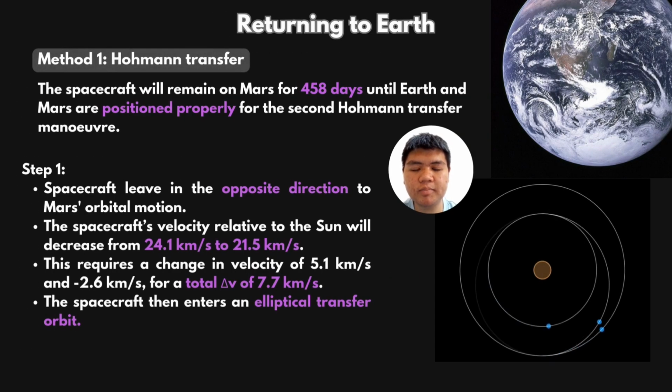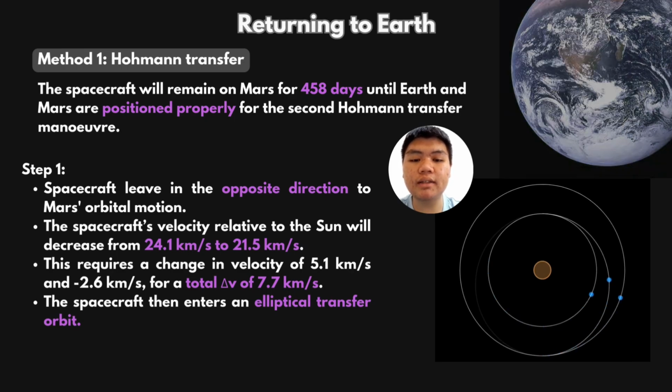There are two methods for the spacecraft to return to Earth. Method 1: Hohmann transfer. The spacecraft will remain on Mars for 458 days to ensure that Earth and Mars are positioned properly for the second Hohmann transfer. Step 1: to escape Mars' gravitational pull, the spacecraft will leave in the opposite direction to Mars' orbital motion. The spacecraft velocity relative to the Sun will decrease from 24.1 km per second to 21.5 km per second. This requires a total change of 7.7 km per second. The spacecraft then enters an elliptical transfer orbit.